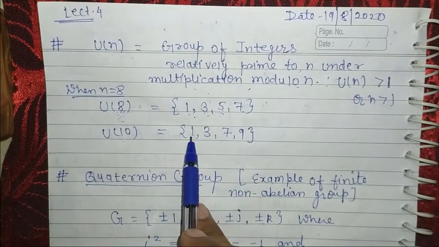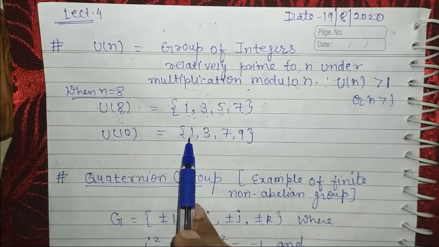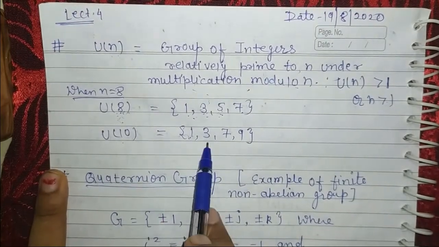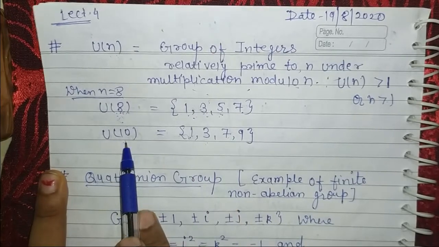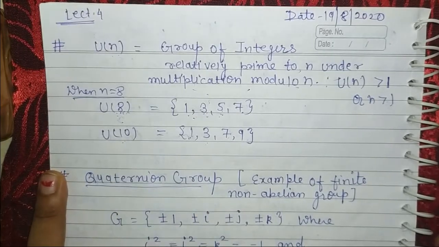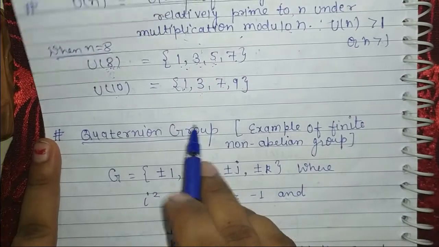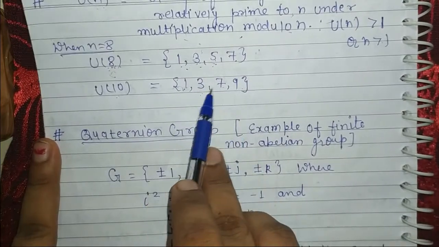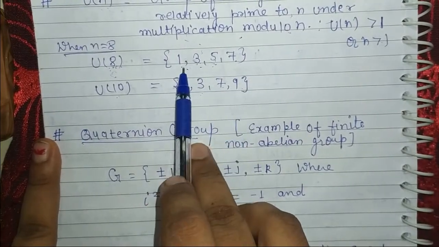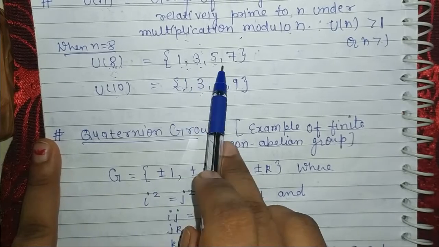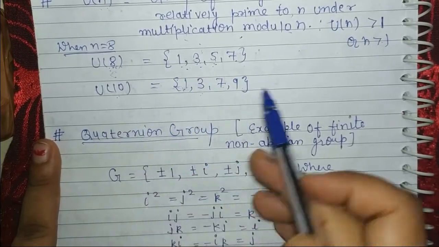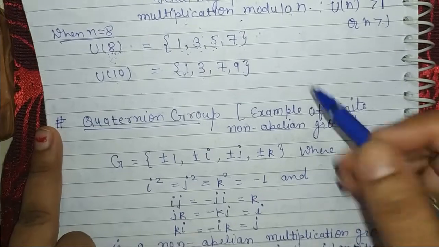One more example, U10. You can check GCD of 1 and 10 is 1, 3 and 10 is 1, 7 and 10 is 1 and 9 and 10 is 1. So in this set we have only 4 entries: 1, 3, 7 and 9. Similarly here also 4 entries: 1, 3, 5 and 7. You can find more entries and write them here.